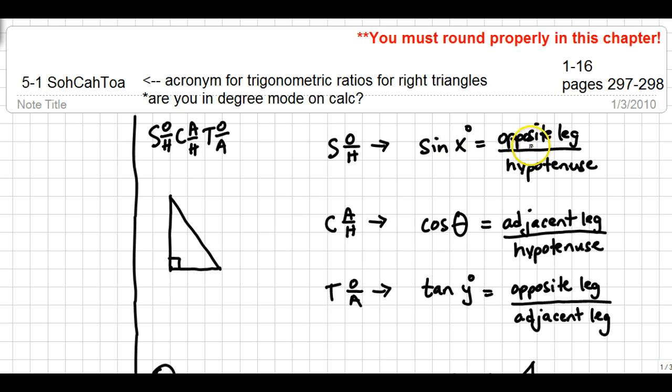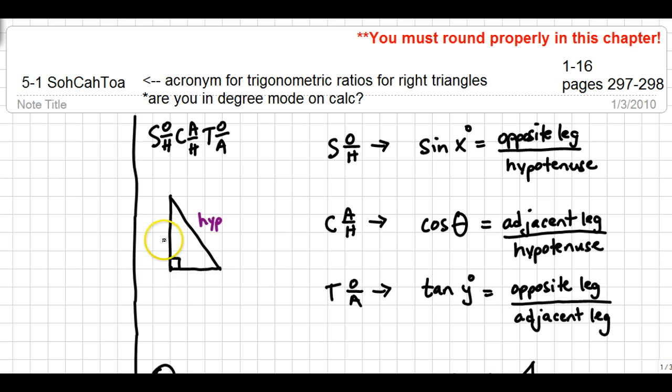When you're setting up SohCahToa, H stands for hypotenuse, and most students I think are pretty comfortable with the idea that the hypotenuse is the longest side. When in doubt, especially if there's no labels given and you don't know which side is the longest, the 90-degree arrow here points to the hypotenuse side. So it's important that students just abbreviate HYP and label where the hypotenuse is.